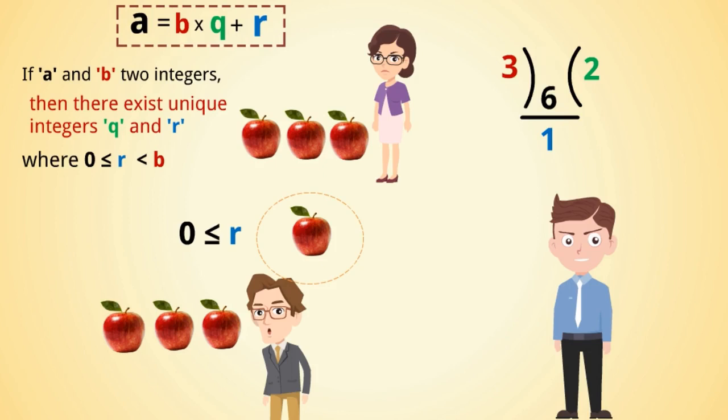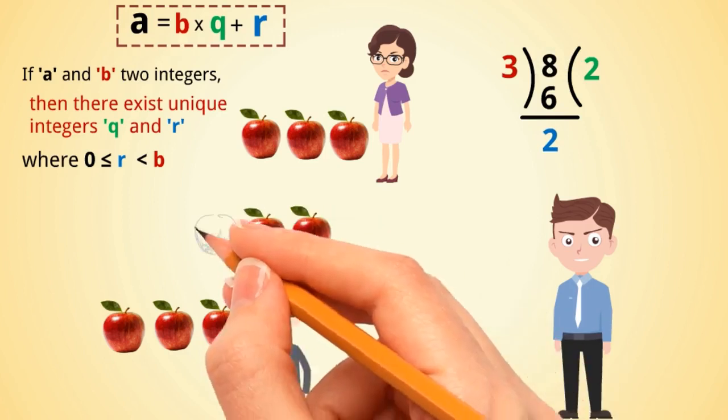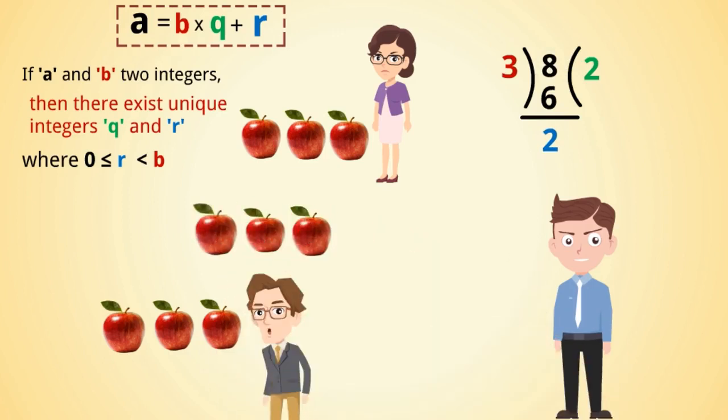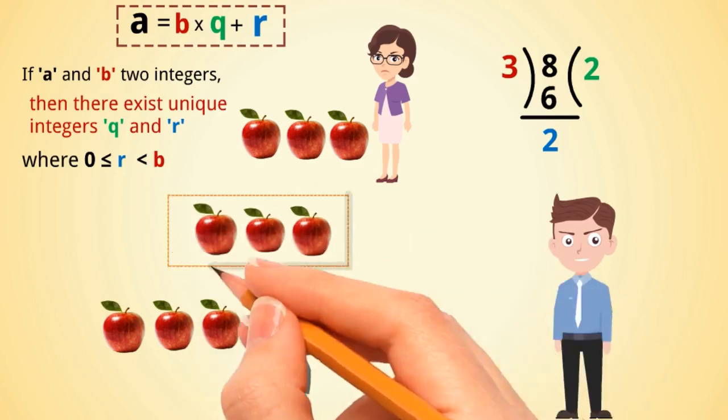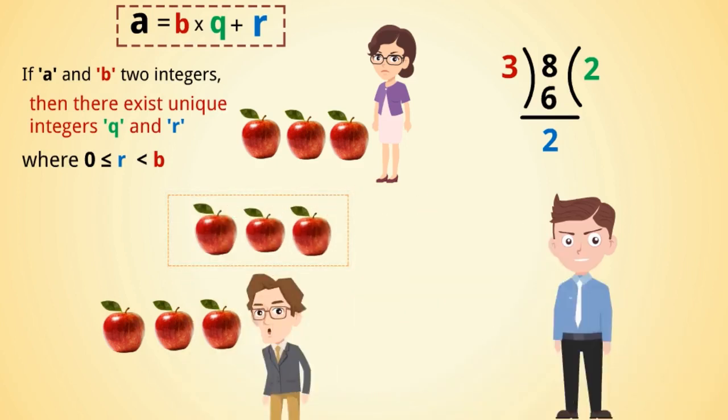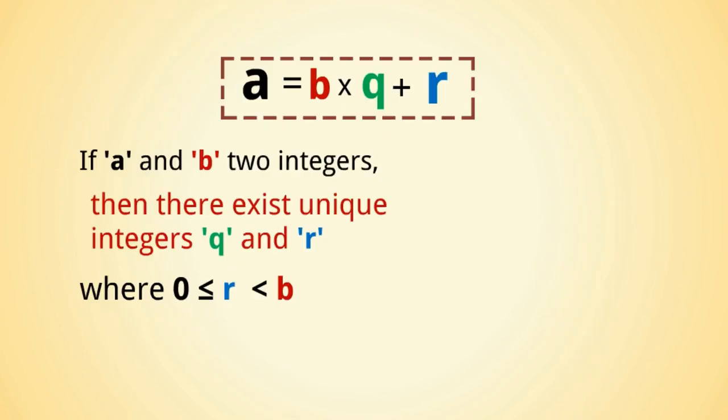If the number of apples is 8 instead of 7, then what will happen? Then the remainder will be 2. So there will be 2 apples. So it is possible. But can you tell me whether this remainder can be 3 apples? No, it is not possible, because if you have 3 apples, you should give them to another person. So this r should be less than b. So r should be less than 3. So we can say r should be greater than or equal to 0 and less than b.